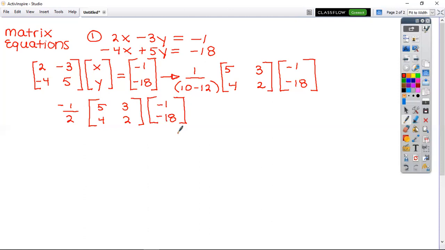So this matrix is a 2 by 2. This matrix is a 2 by 1. Is the multiplication possible? Yes. Our resulting matrix is a 2 by 1. So I have the -1/2 that I have to include. And then I'm going to have 2 rows, 1 column. Again, just trying to write this big so you have places for your work.